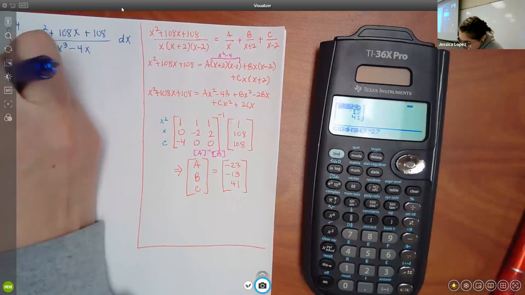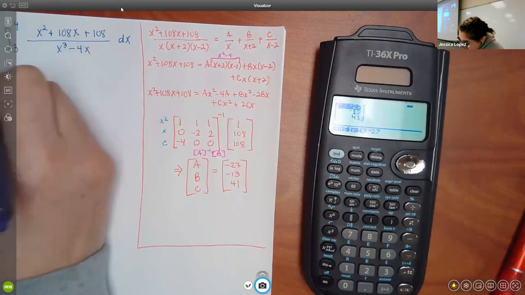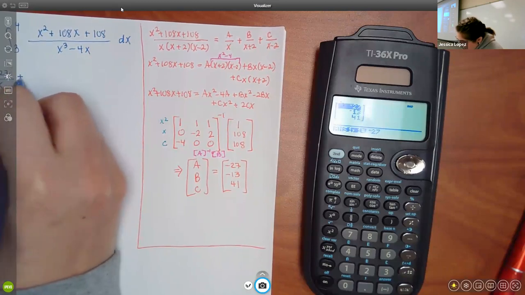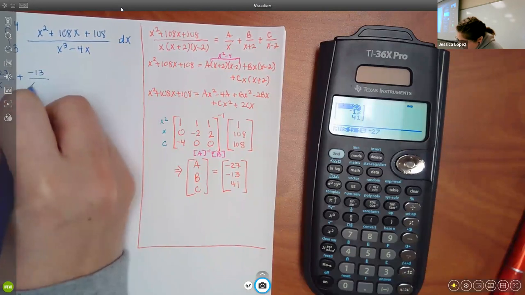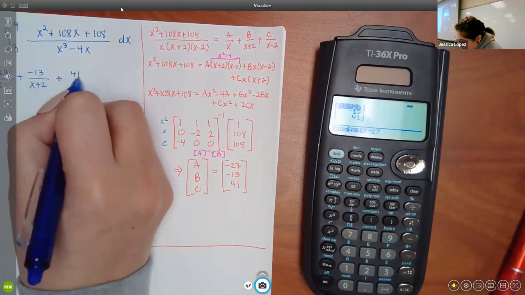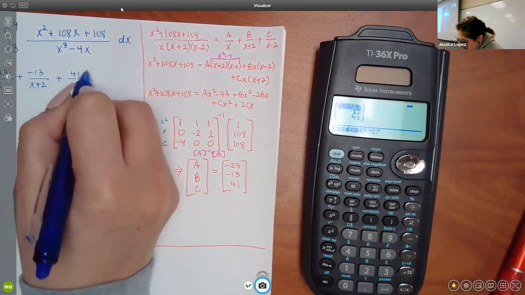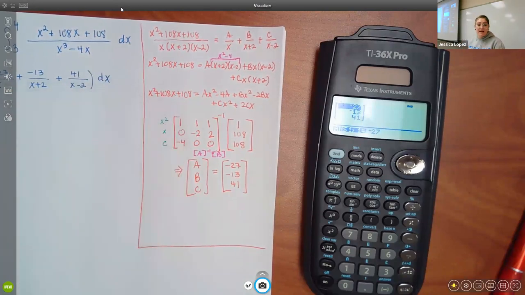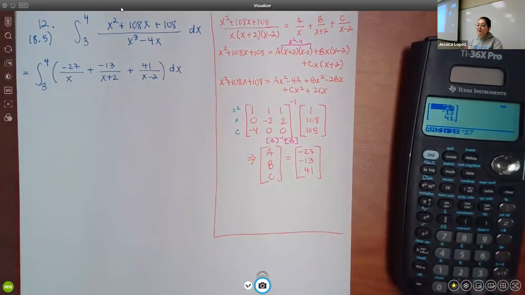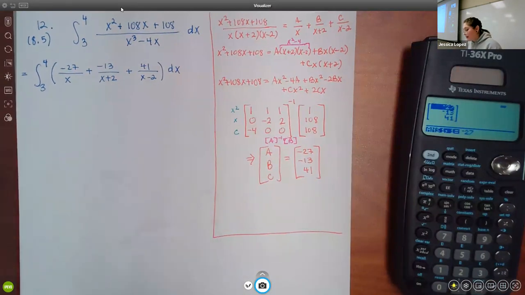So we're going to have negative 27 over x plus negative 13 over x plus 2. And you could mess with the signs and all that if you wanted to. I'm just being very direct and putting it in there exactly as it is. So I just put the negative 27 on top, the negative 13 on top, and then the 41 on top. From here, you can write the next step.